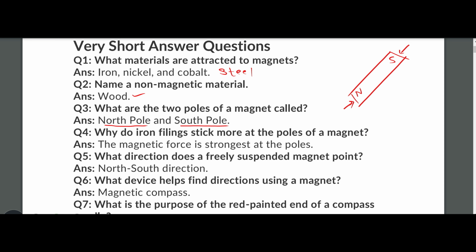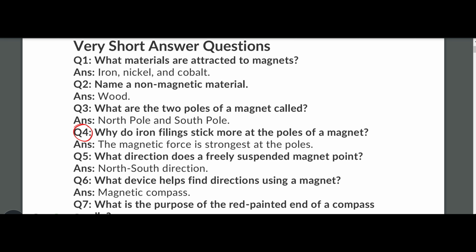And next one, move here. Now you see here, question number 4. Everyone, please look. Why do iron filings stick more at the poles of a magnet? We just completed this. Because the magnetic force is strongest at the poles.